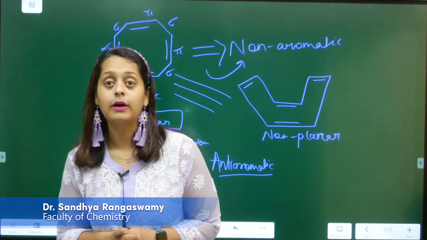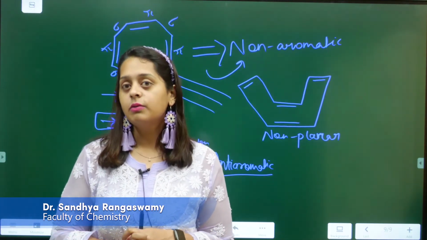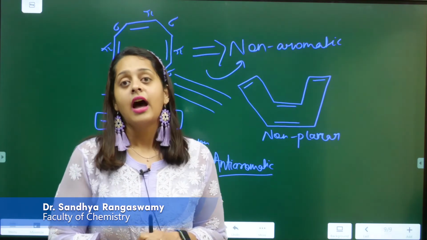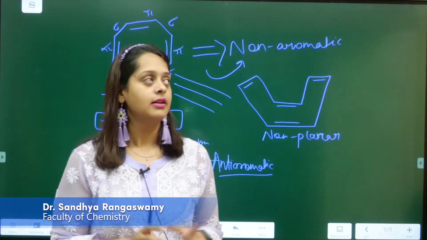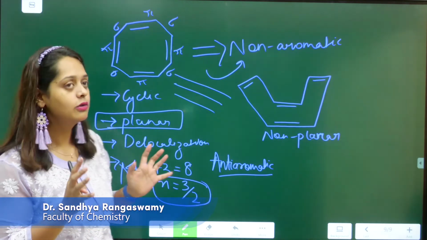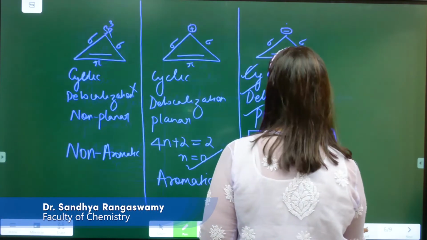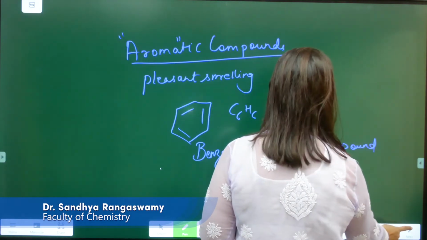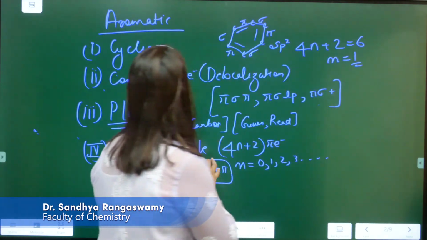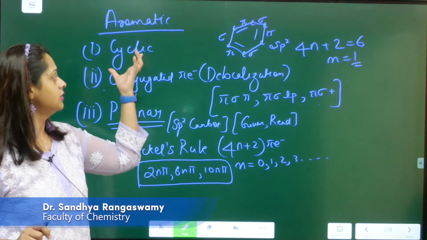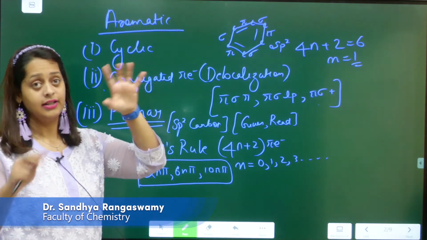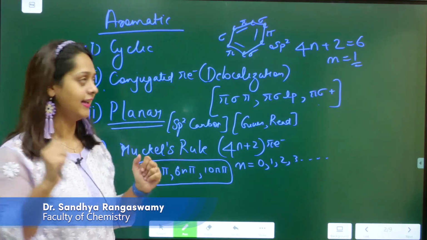So what all did we see today? We talked about aromaticity. How is it actually related? It is related with the 4 golden rules. Let's quickly recap and see what the 4 golden rules are. The compound should be cyclic. First one, ring structure. Yes, it's a cyclic compound.